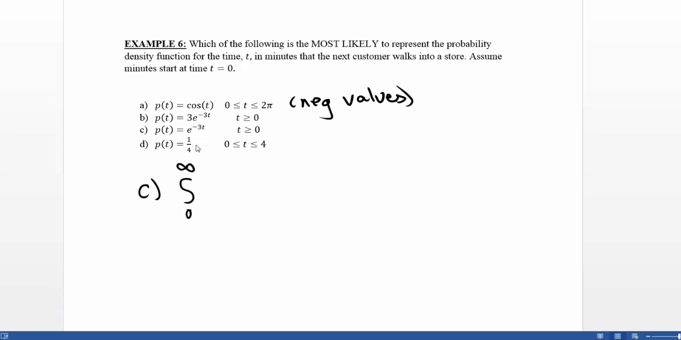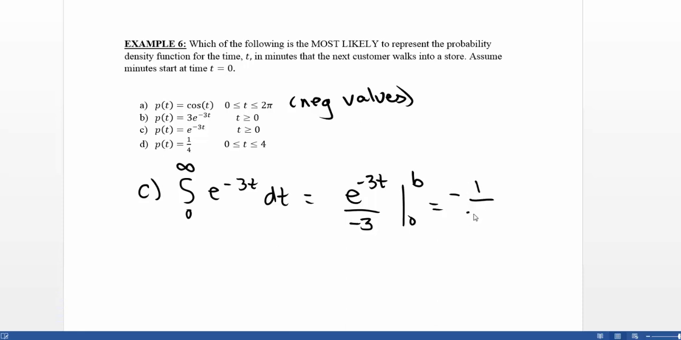When you integrate that from 0 to infinity, because t is greater than 0, e to the negative 3t dt, what happens is you get e to the negative 3t divided by negative 3 from 0 to b. Remember, when we do improper integrals, we're going to use a b. So when we plug in the upper bound, we're going to get negative 1 over 3e to the 3b, minus negative 1 over 3e to the 0. And we want to look at what happens as b goes to infinity. As b goes to infinity, the first term goes to 0, and the second term is going to go to 1/3. So we get 1/3.